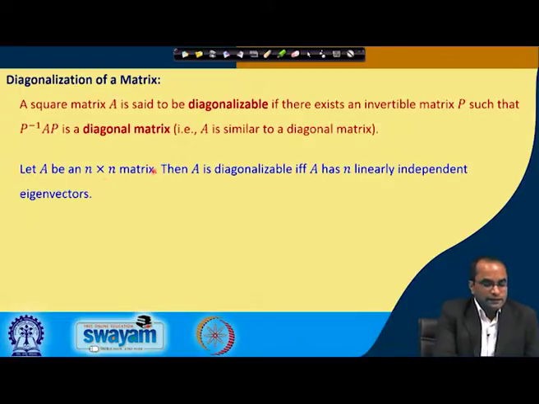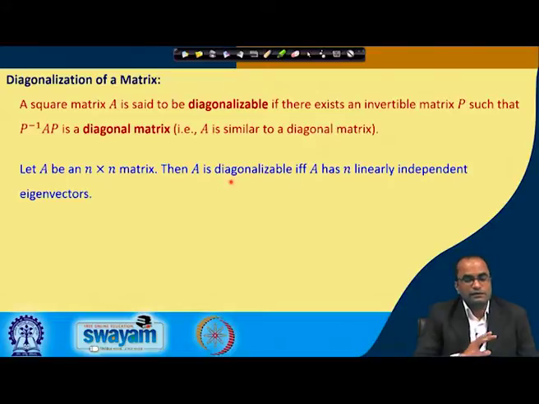So, let A be an n cross n matrix, and here is a nice result: A is diagonalizable if A has n linearly independent eigenvectors. That means we can find such a P such that P inverse A P is a diagonal matrix. It is a nice result, nothing to do with the eigenvalues themselves. Actually, we have to look for the eigenvectors. If we get n linearly independent eigenvectors, then A can be diagonalized, and if we cannot get these n linearly independent eigenvectors, then A is not diagonalizable. So, that is the main result of this lecture.